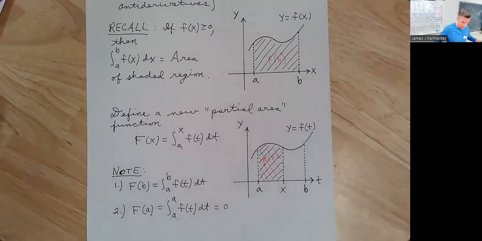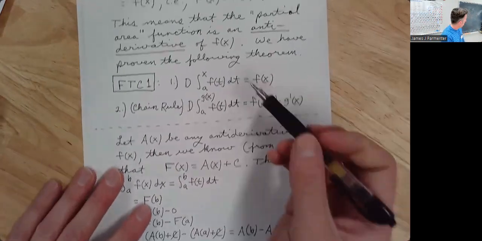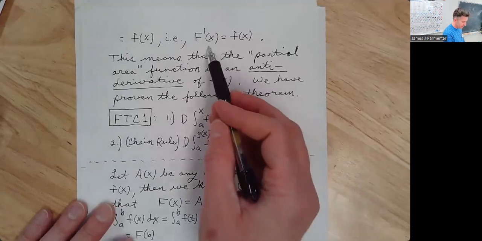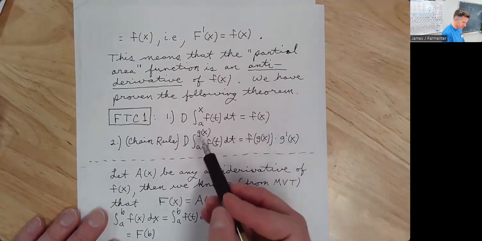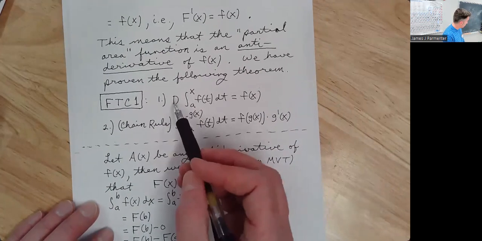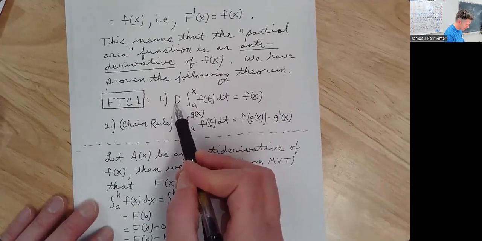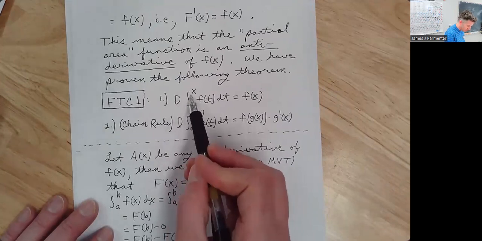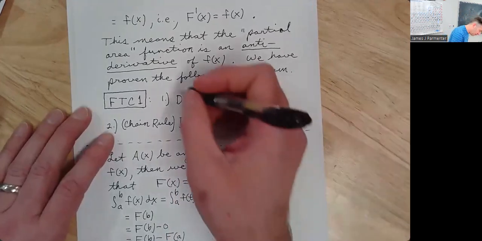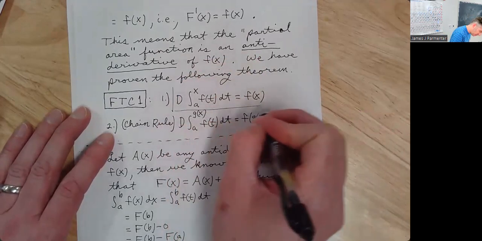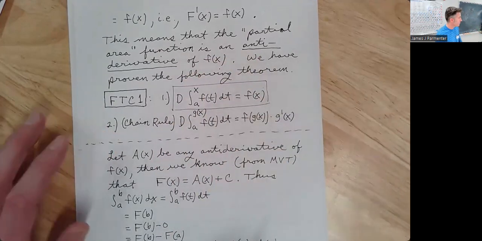And so that is, let's see, where's page 3 here? Yeah, so that is the gist, that the derivative of capital F of x is equal to little f of x. Or in other words, and I don't love this notation that he's used here, but whatever, the derivative, capital D, of the integral from a to x of f of t dt is equal to f of x. I'll leave you with that. We'll definitely talk about this more on Friday.